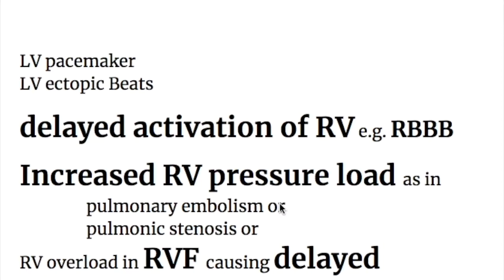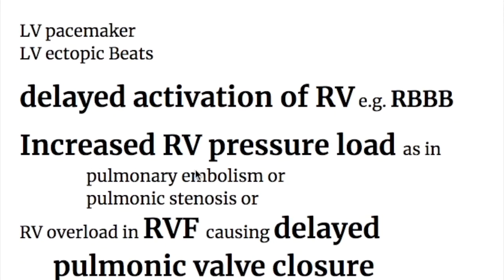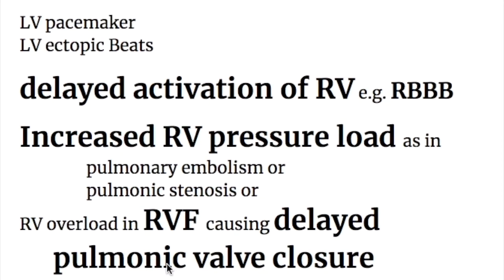Now the right ventricular causes of the second heart sound split. Number 1, delayed activation of the right ventricle, for example right bundle branch block, because when there is a right bundle branch block, the right ventricle will be activated slowly. Number 2, increased right ventricular pressure load. When does it occur? It occurs in pulmonary embolism or pulmonic stenosis, or when there is right ventricular overload in right ventricular failure, causing delayed pulmonic valve closure.